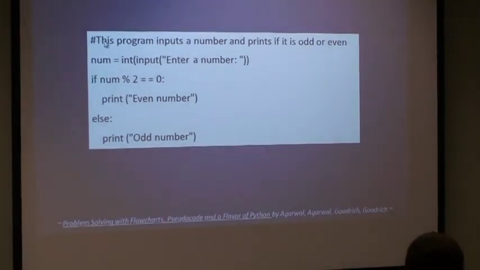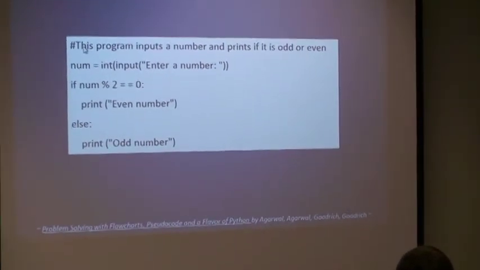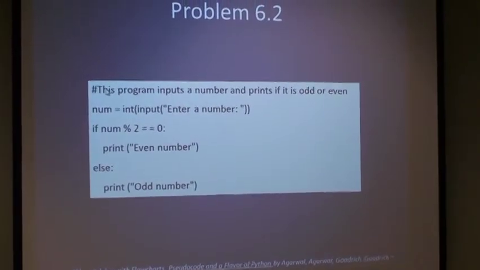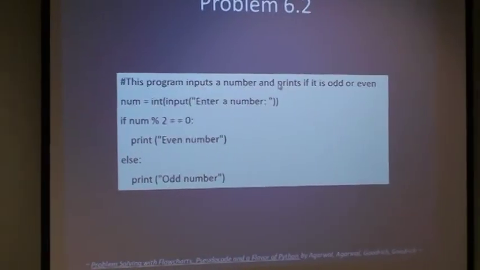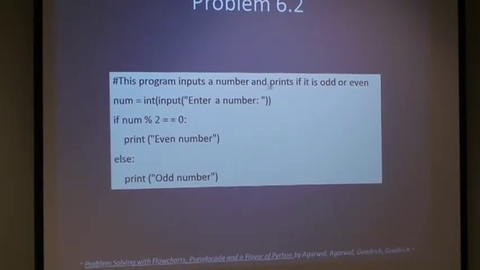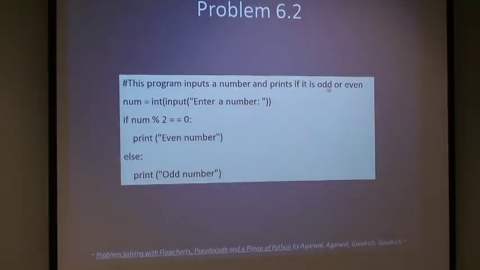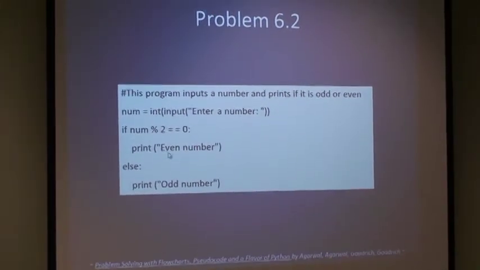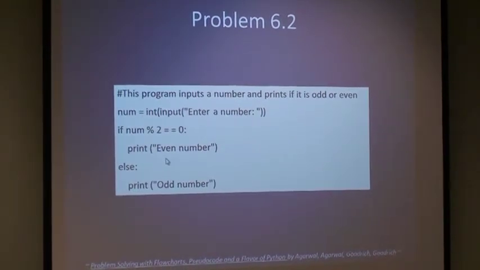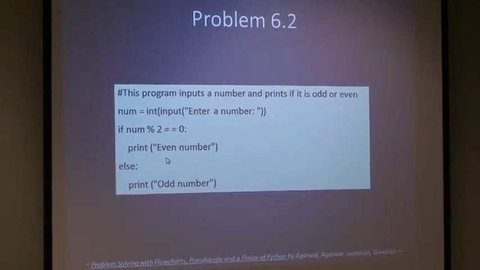So this is a comment. It's good to write at least 3 lines of comments at the top of the program you write. First, your name, date, and the purpose of the program. At least 3 lines of comment. So I've skipped the first 2 lines. This program inputs a number and prints if it is odd or even. Does that summarize the program? Yes. I'll run one more program today to show you how complex it can get.